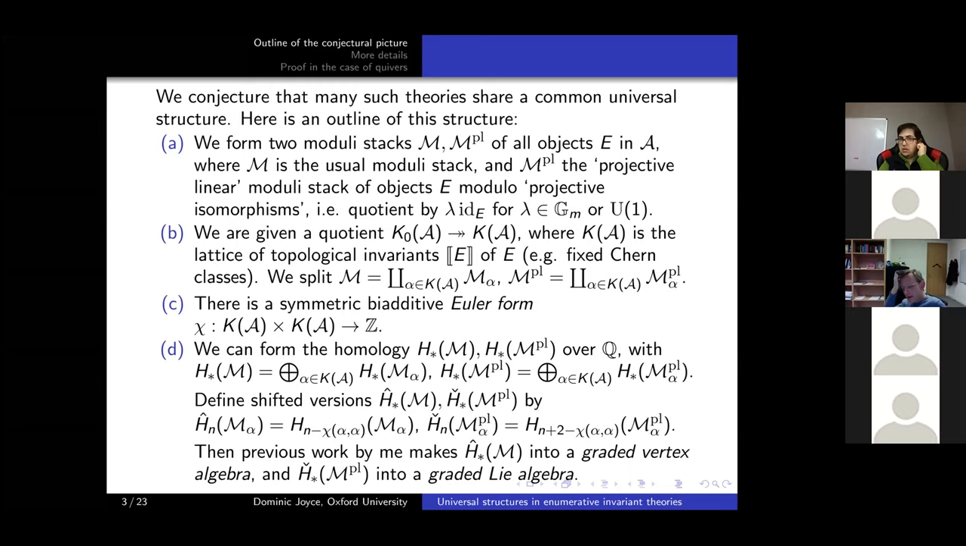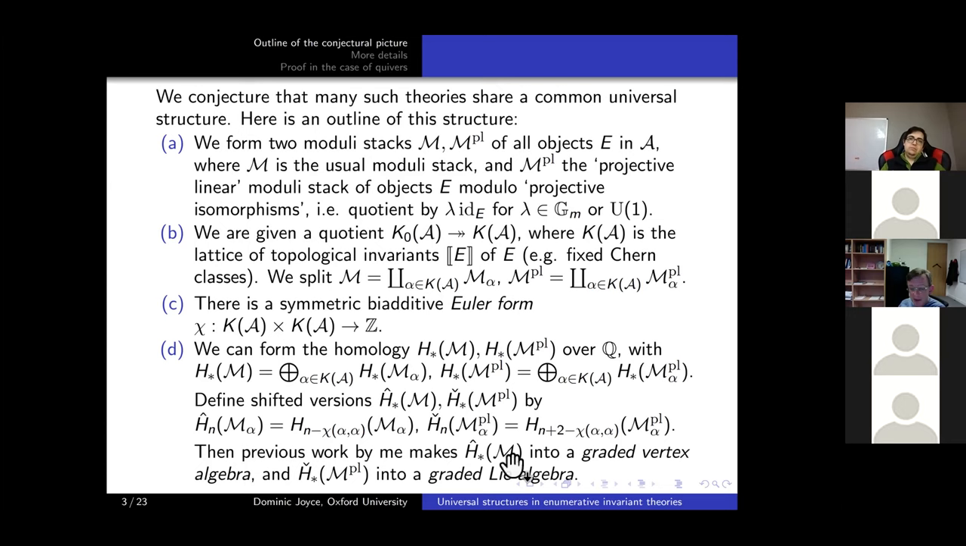So Borcherds told us that if you have a vertex algebra, there's a way of constructing a Lie algebra from it. So Borcherds says that if you've got a vertex algebra, there's a way of taking a quotient of that by an ideal to get a Lie algebra. So for the projection from H star of M into H star of MPL, the ideal which Borcherds quotients by is in the kernel of that morphism, and this gives you a Lie algebra morphism. Most of the time, except in the derived category case when alpha equals zero, this actually induces an isomorphism. So essentially this is a quotient of that by an ideal, and the Lie algebra structure on here is induced by the vertex algebra structure on here.